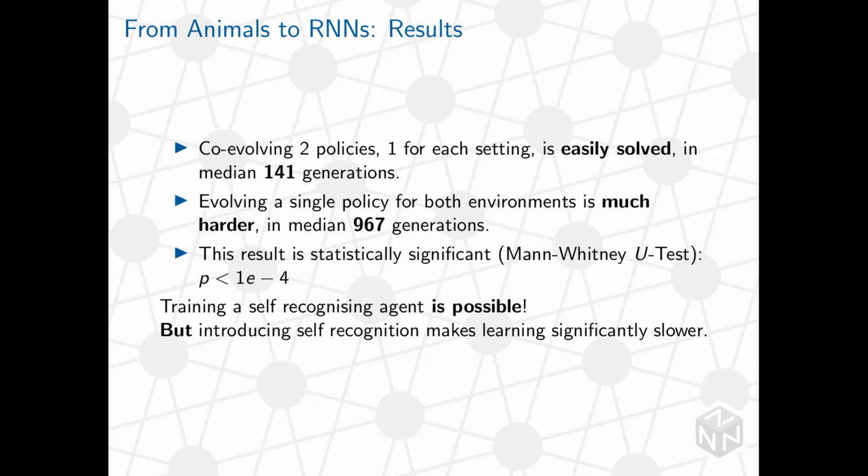And then when you evolve a single policy to try and maximize reward in both environments, it becomes much, much harder. But the critical thing we observed was it is possible. It takes significantly more generations to solve, but we can train a self-recognizing agent in the scenario we described using existing evolutionary computation techniques. So that's the experiment we carried out.